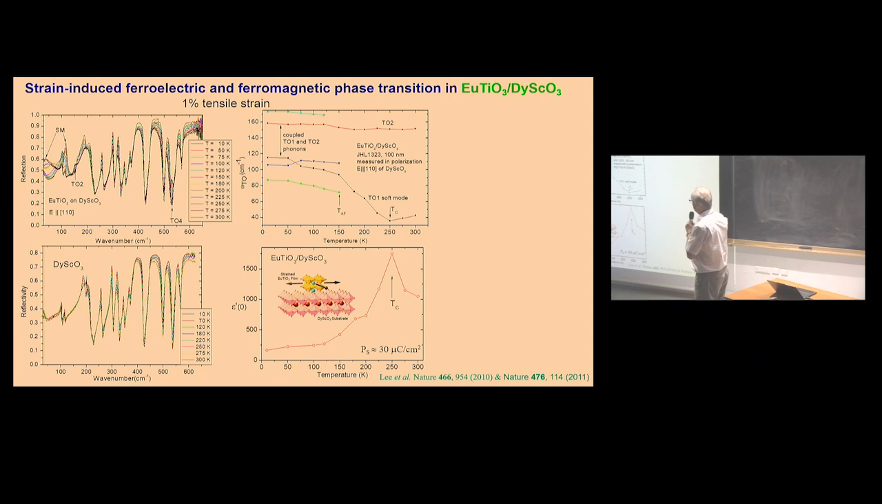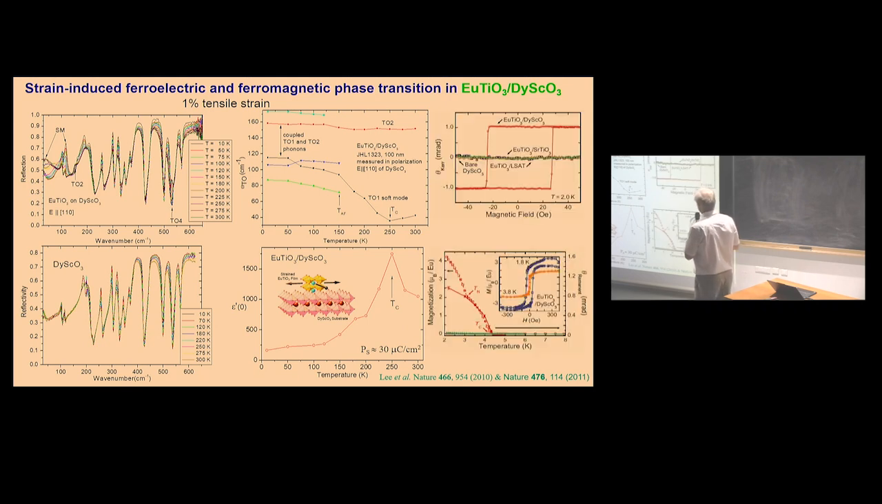When we calculated contribution of the phonon to permittivity, we obtained such dielectric anomaly. And also polarization was calculated. It's quite large. So using infrared spectroscopy, you can prove as well whether you have a ferroelectric phase transition.